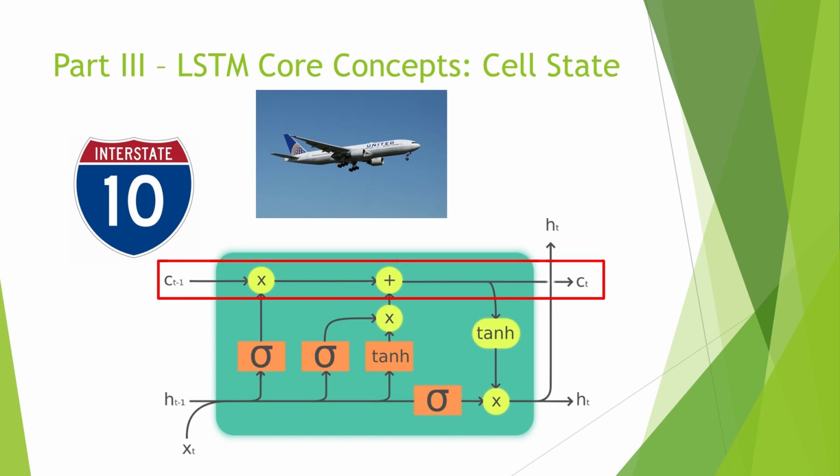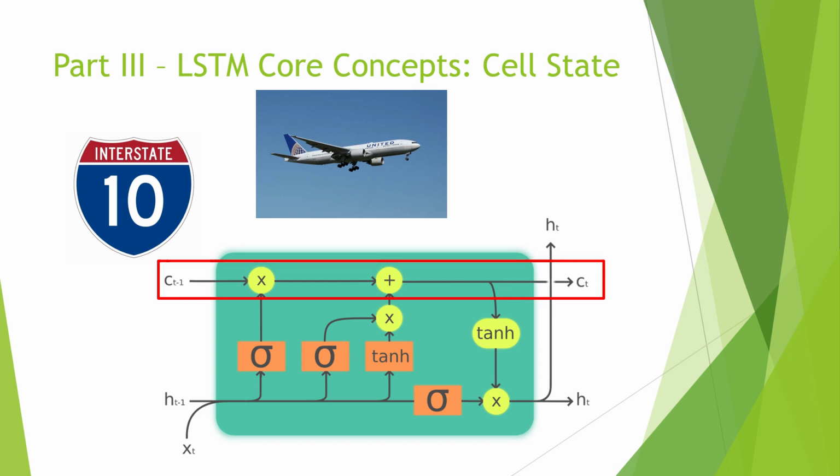LSTM overcomes this short-term memory problem by introducing a new state called the cell state. The cell state can be thought of as an inner state for information. The cell state carries information through every timestamp in the training process without any unintentional loss of information. The reason for this is because the cell state does not get multiplied by any weights during the training process.